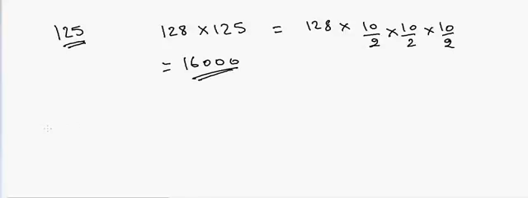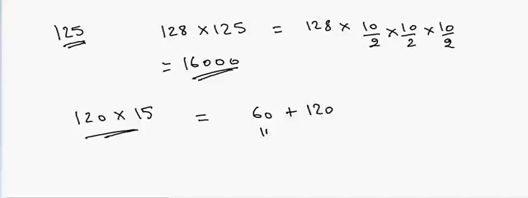Now let's do another thing. If we have to multiply 120 by 15, how will I do that? In that case, what I'll do is I'll take half of 120. Half of 120 is 60, and then I'll add that to 120. So that will be equal to 180. Then I put one more 0, and that's my answer.